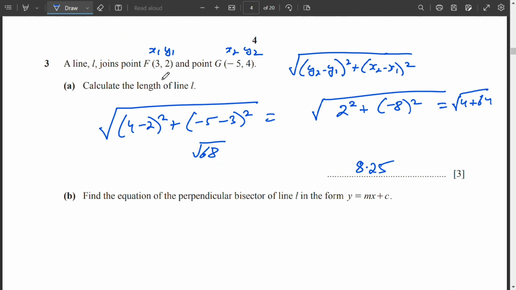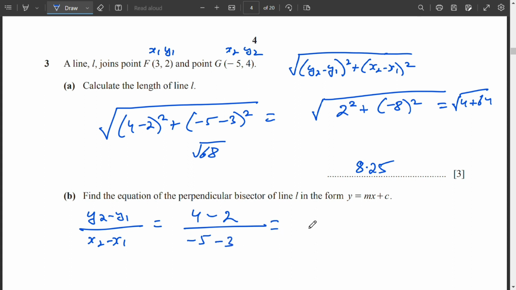So first of all, we have to find the slope of the line FG, which is y2 minus y1 upon x2 minus x1. What is y2? 4, minus y1 is 2, upon x2 is minus 5, x1 is minus 3. 4 minus 2 is 2, minus 5 minus 3 is minus 8. So this is minus 1 by 4, which is the slope of line FG.